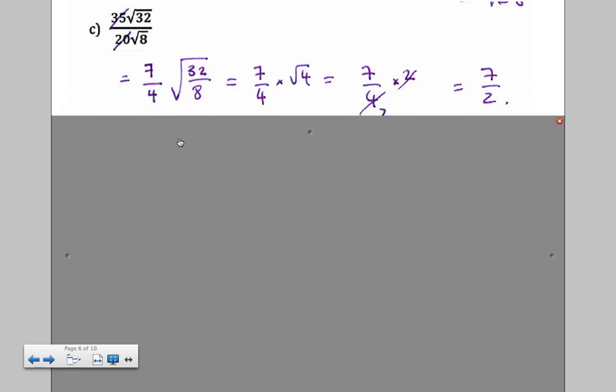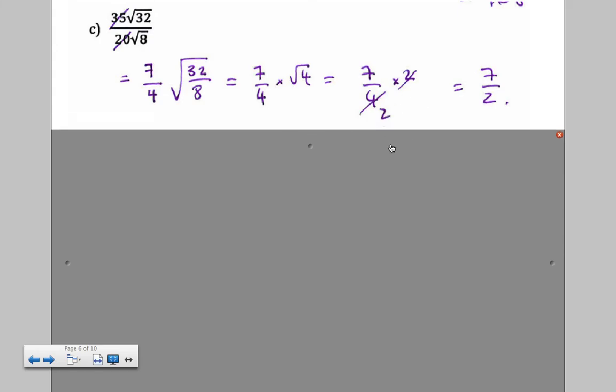So the 35 and the 20s cancel down to 7 and 4. I can merge these two together. It's a division, it's a fraction. So that's the same as root 32 over 8, which is the same as root 4, which is the same as 2. Now that all the surds are gone, I can just simplify as usual, and the answer is 7 over 2.